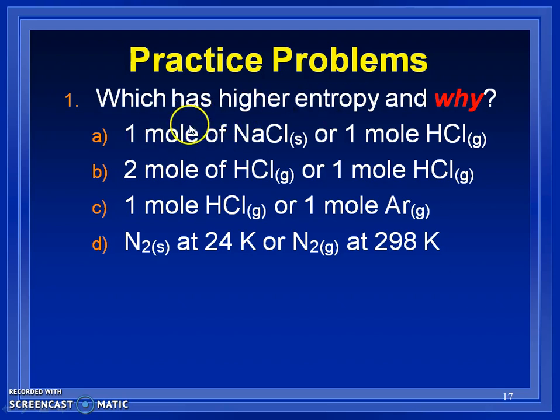Is 1 mole of NaCl solid going to be higher or lower entropy than the 1 mole of HCl gas? And you also want to give the reason why. Again, that's going to be really important on the AP exam. They always want you to justify or explain your answer. So pause the video and see if you can do your answers with the why.